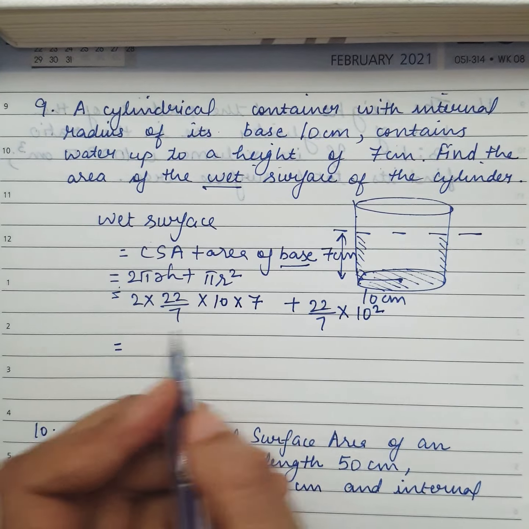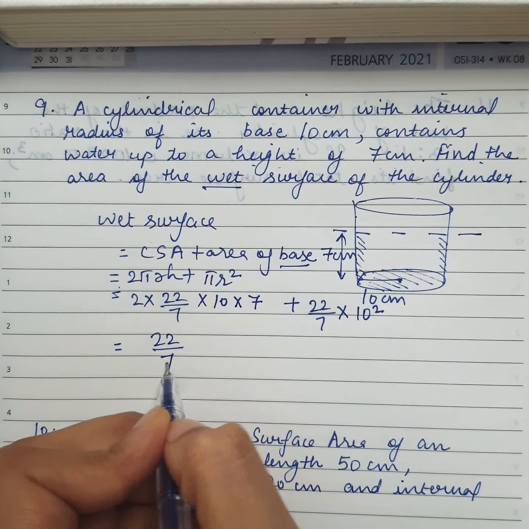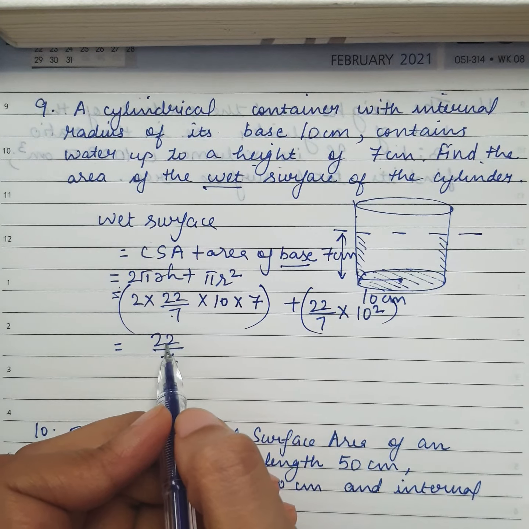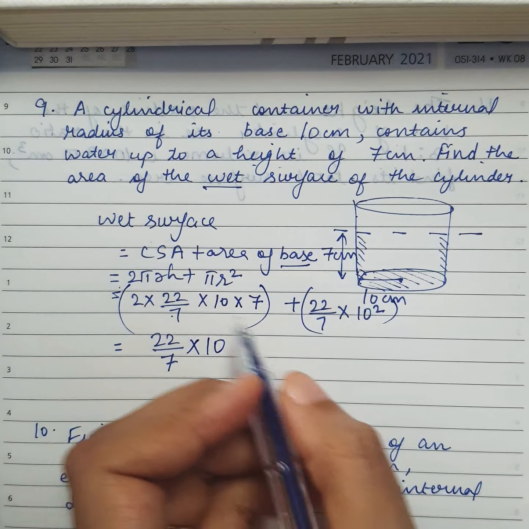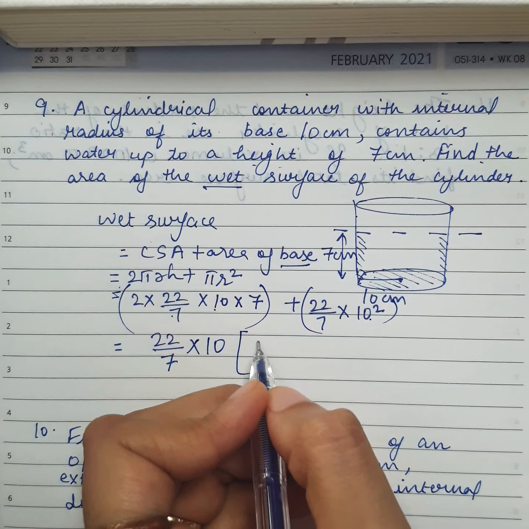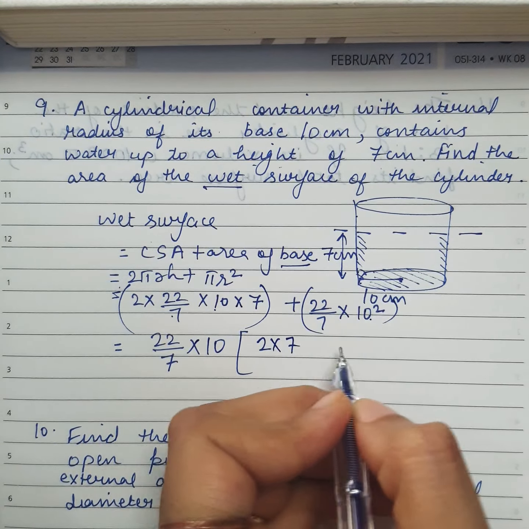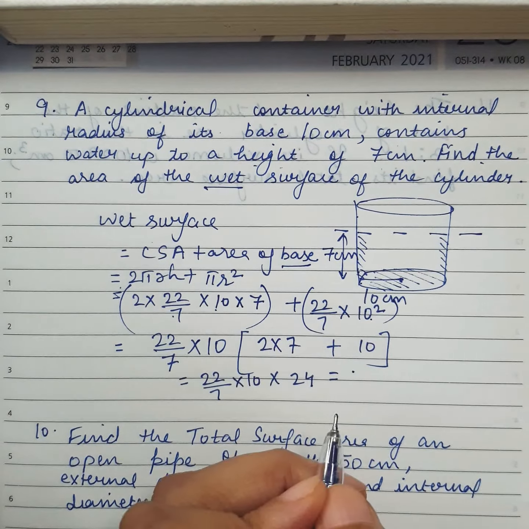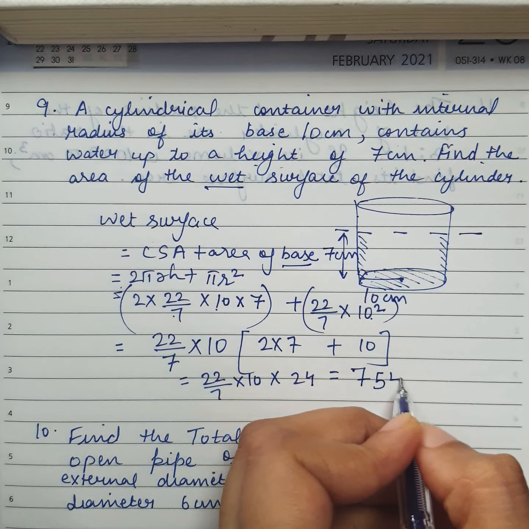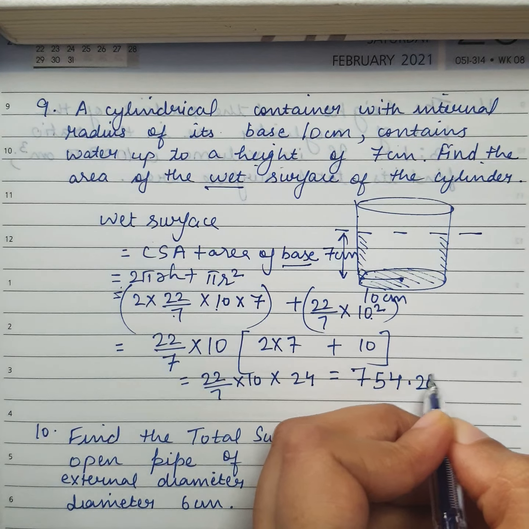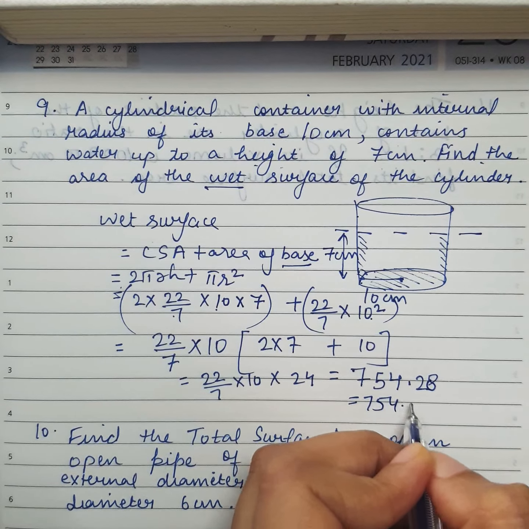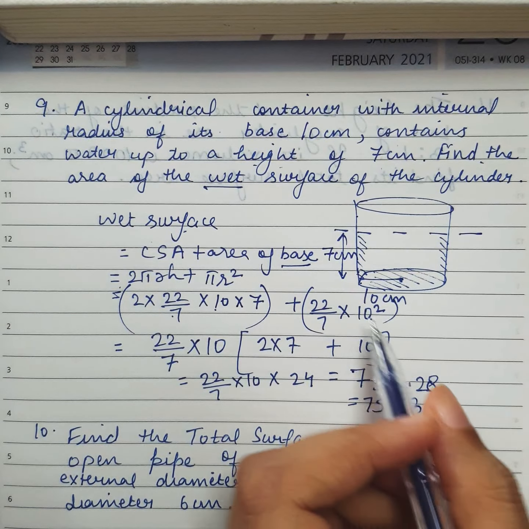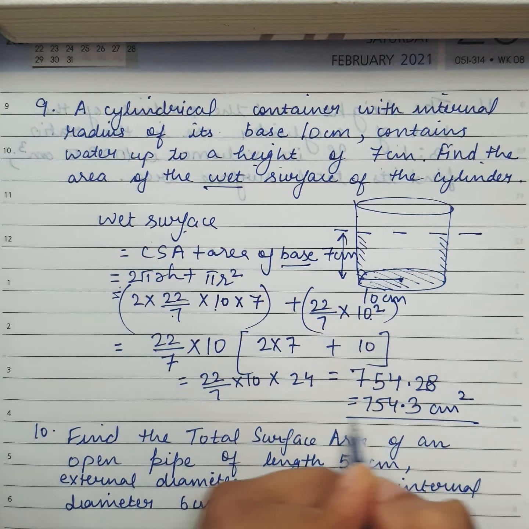So let's say take few things common for easy calculations. We can take from both the brackets pi, we can take common. R also is common one time, so here we are left with 2 into 7 plus 10. So let's solve this. And so the final answer is 754.28, which is actually 754.3. And we have found the area, so the unit is centimeter square.